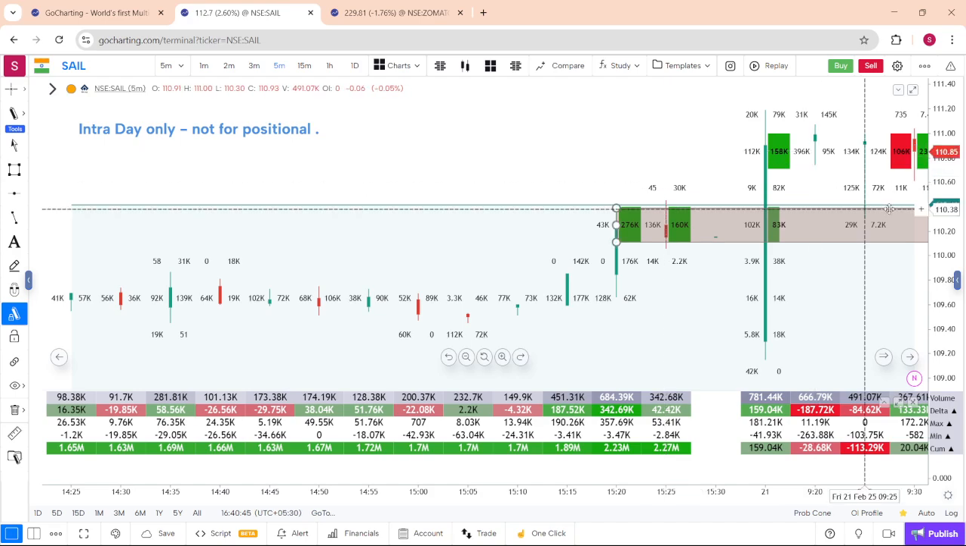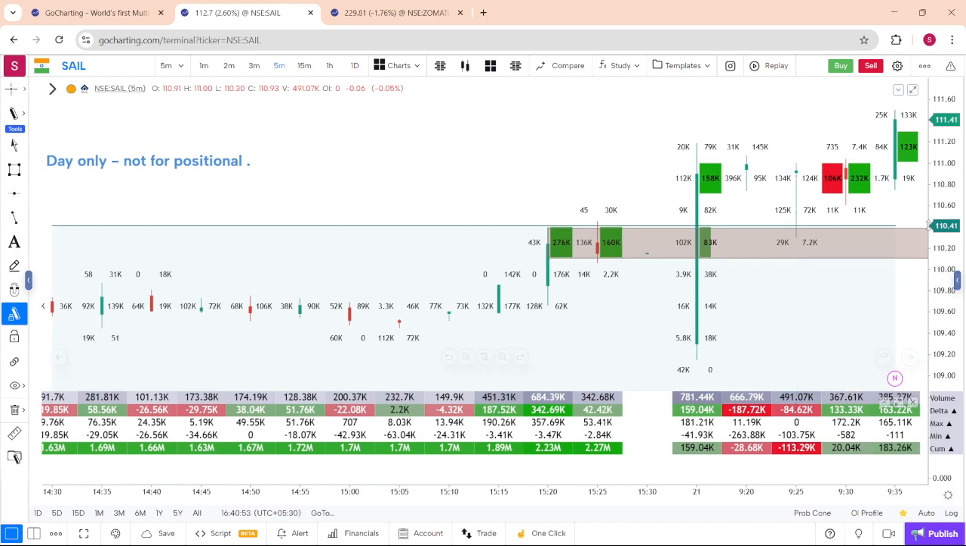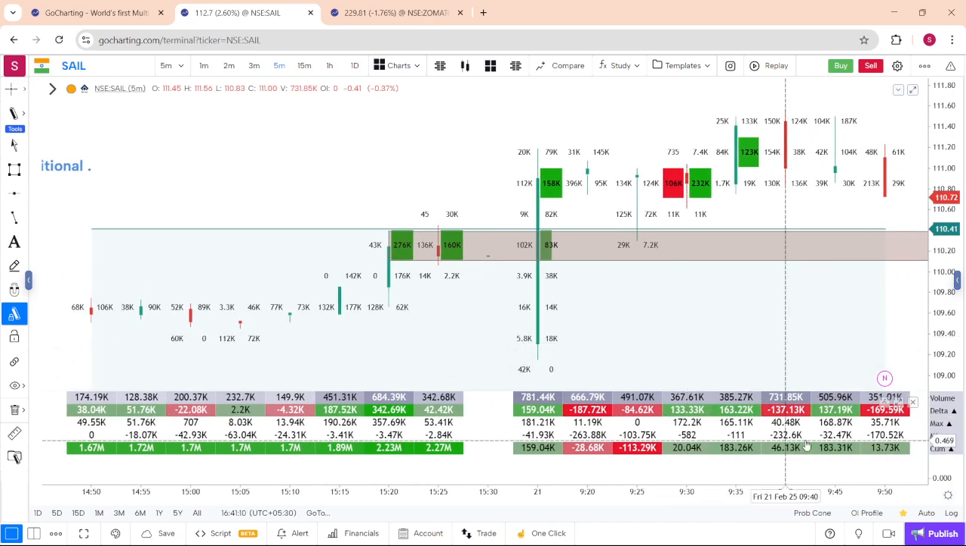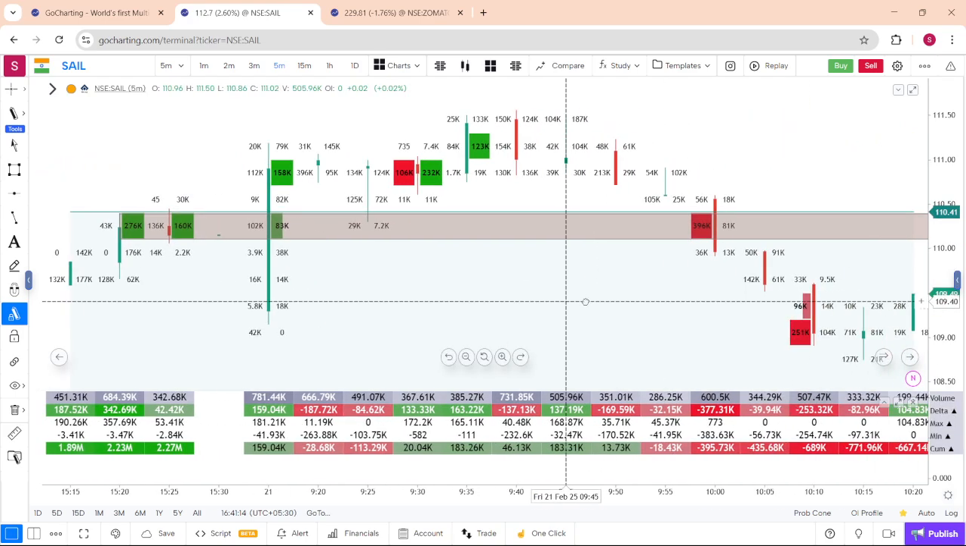The 9:20, 9:25, and 9:30 candles show no buying signal here. In the 9:25 candle, there are selling imbalances as well as buying imbalances, equal. Then next, we have no buying signal here. Then next, again no buying signal here.